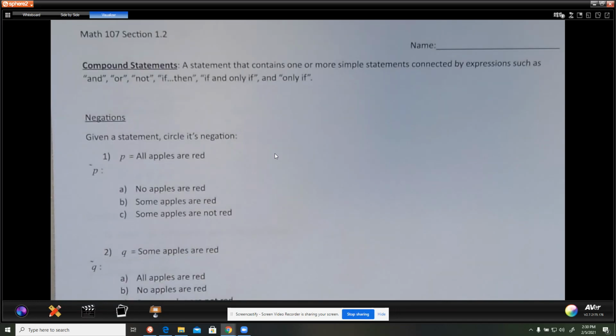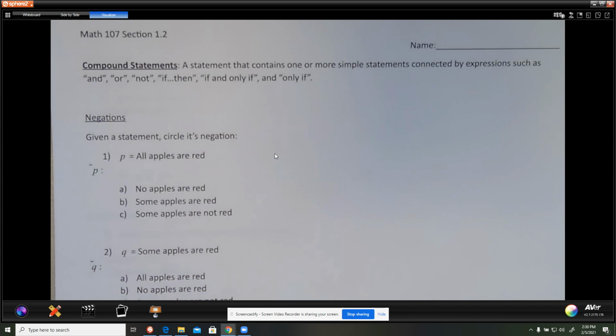We are practicing the first part of section 1.2, symbolic logic, and we are talking about compound statements, which is a statement that contains one or more simple statements connected by expressions such as and, or, not, if then, if and only if. Okay, so we're jumping into this. We're going to talk about the negation first, which is the not P.